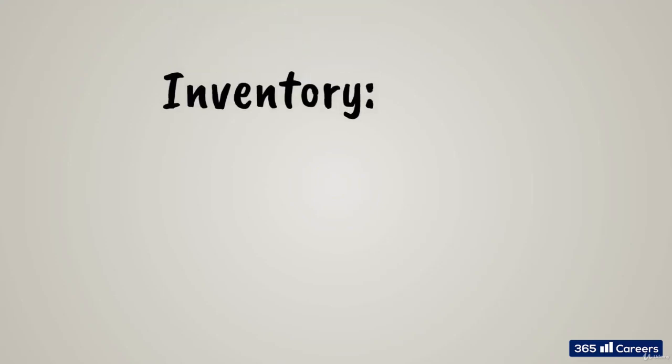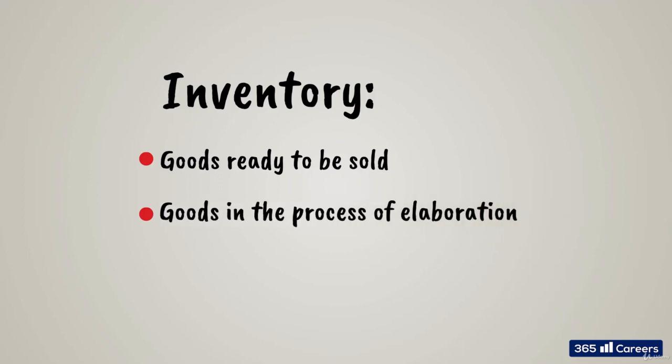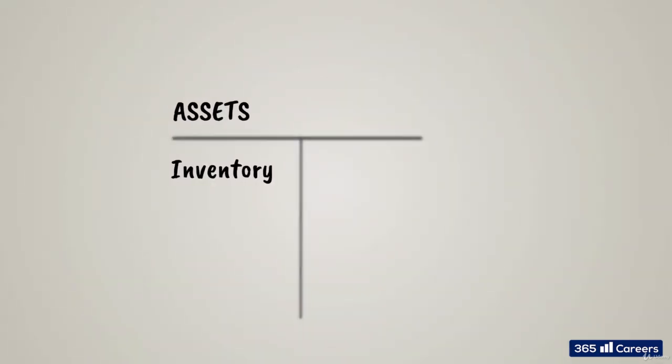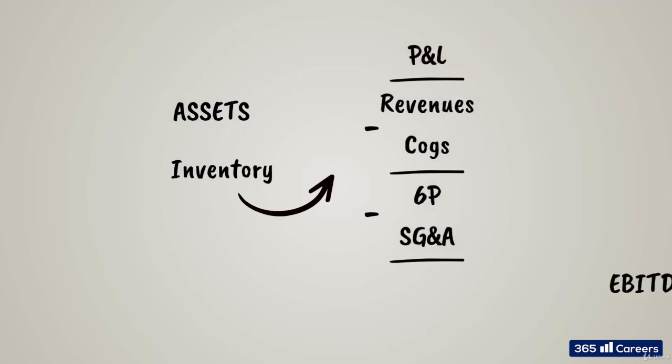When we talk about inventory, we talk about goods either ready to be sold or in the process of transformation and will be ready to be sold soon enough. This is why inventory is the balance sheet account which is most closely related to cost of goods sold, the P&L line indicating the cost of the products our company sells.